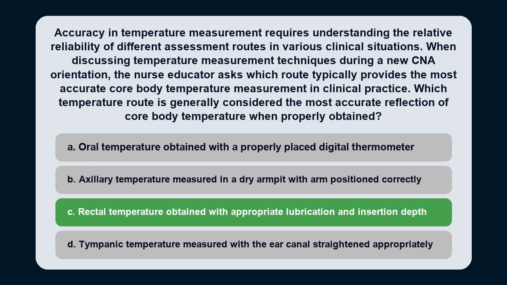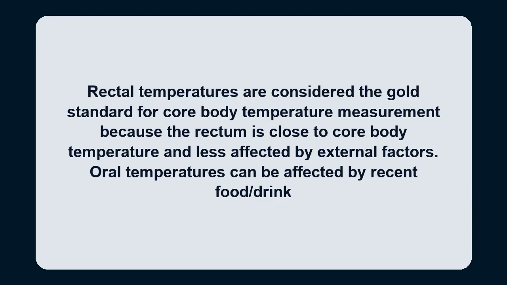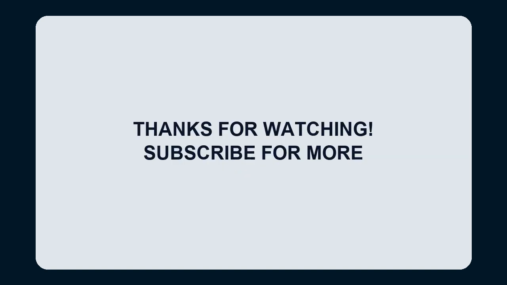The answer is C. Rectal temperatures are considered the gold standard for core body temperature measurement because the rectum is close to core body temperature and less affected by external factors. Oral temperatures can be affected by recent food or drink.